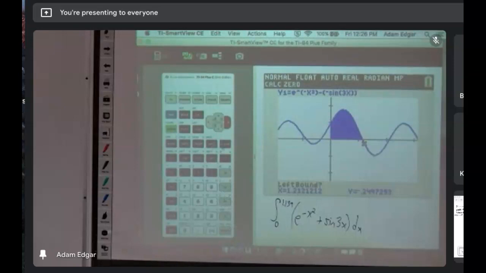So you see how at the bottom it says left bound? Basically the calculator is doing the intermediate value theorem. You've got to get an output on the left side, an output on the right side, and then hit enter a third time. If you just go enter, enter, enter, that's only for finding an intersection between two curves, but not for finding a 0. Any other questions?